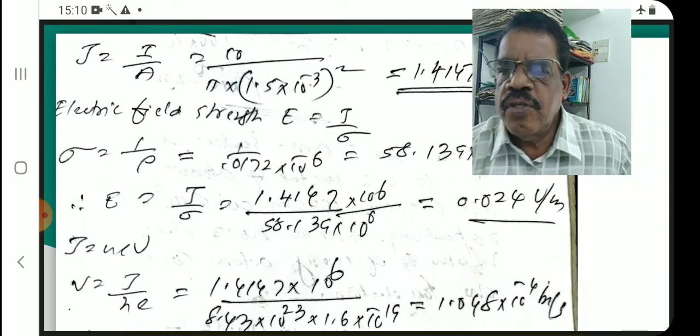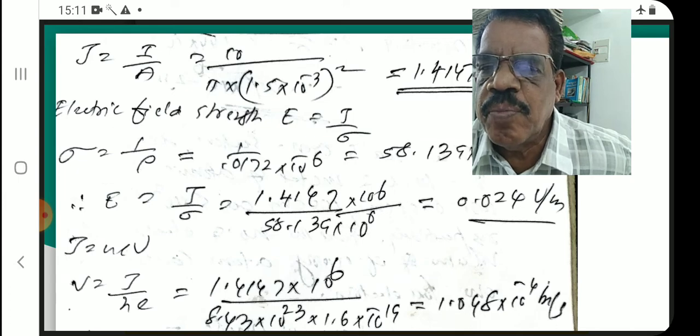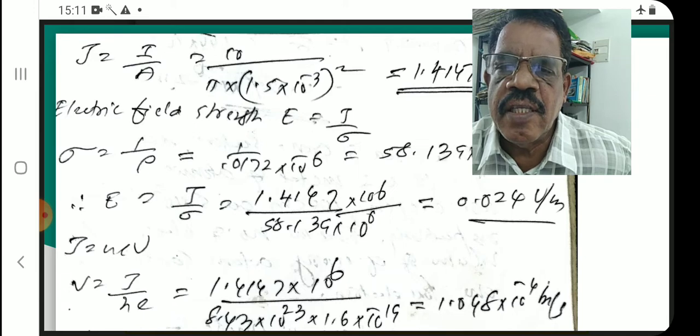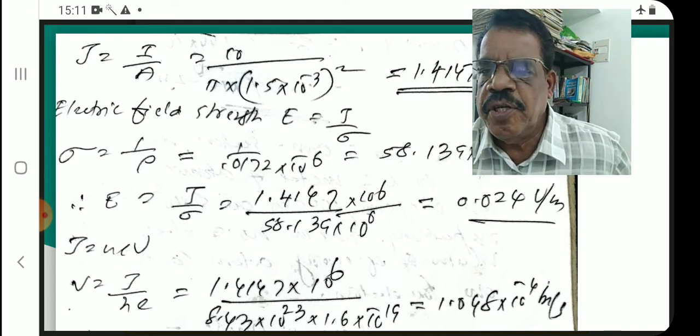Now E is equal to J by sigma equal to 1.4147 into 10 raised to 6 by 58.139 into 10 raised to 6. That we get equal to 0.024 volt per meter. Unit of E is volt per meter.